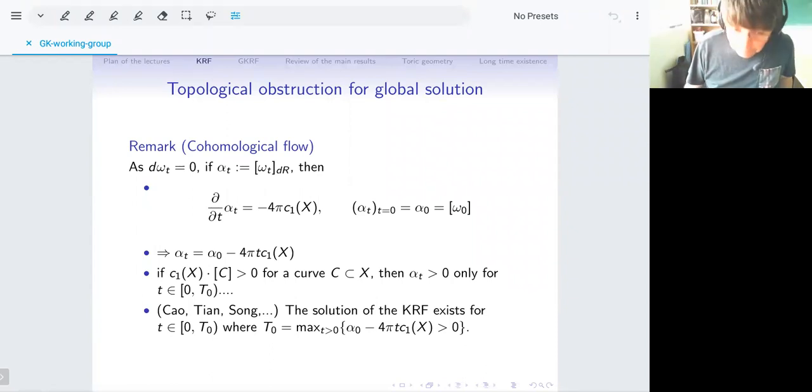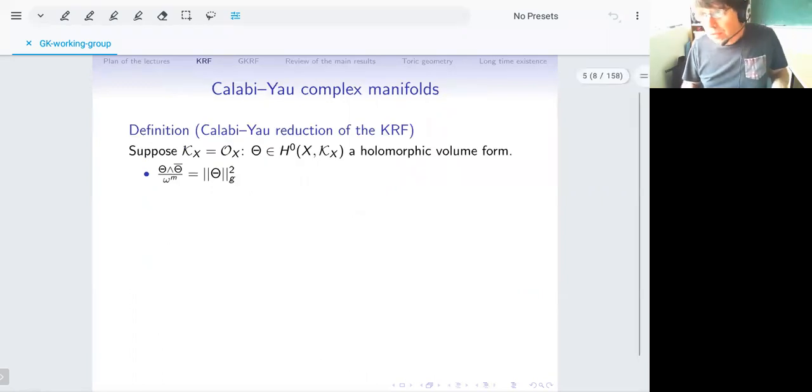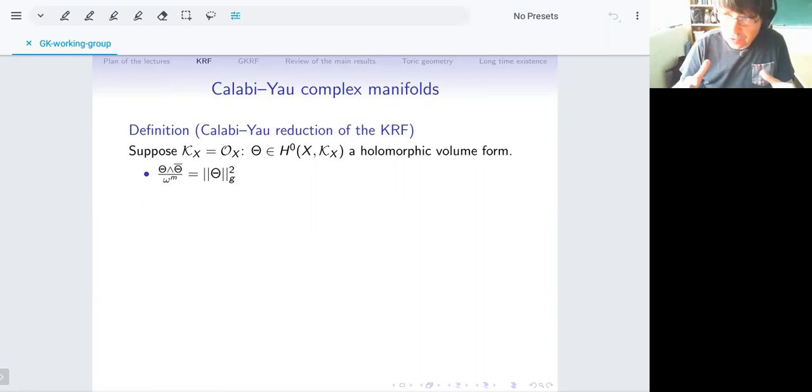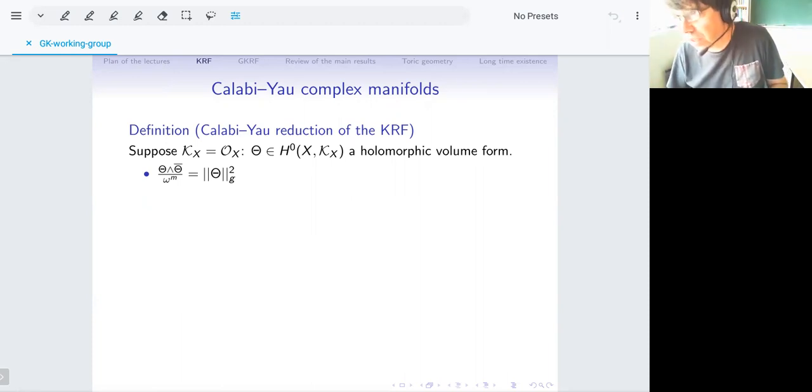So there are some cases, though, where we can make the flow exist for all time, and that's probably what I'm going to discuss now. So the first such case is the Calabi-Yau case, and Jeff did a very good job to review this. I just recall what's going on.